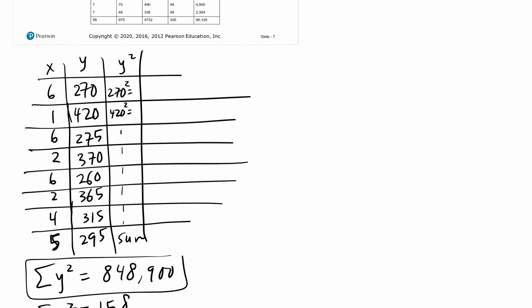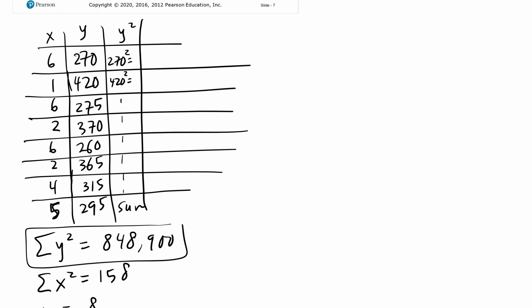You can also use an online calculator to find the sum of the squares of a set of values. If you Google it, it will give you a calculator. You just key in the numbers and it'll give you this sum. I highly recommend you test it out. It helps on the homework. Same thing for the x squares. The x squares are easier to do here: 36, 1, 36, 4, 36, 4, 16, and 25. If you add them up, you get 158.